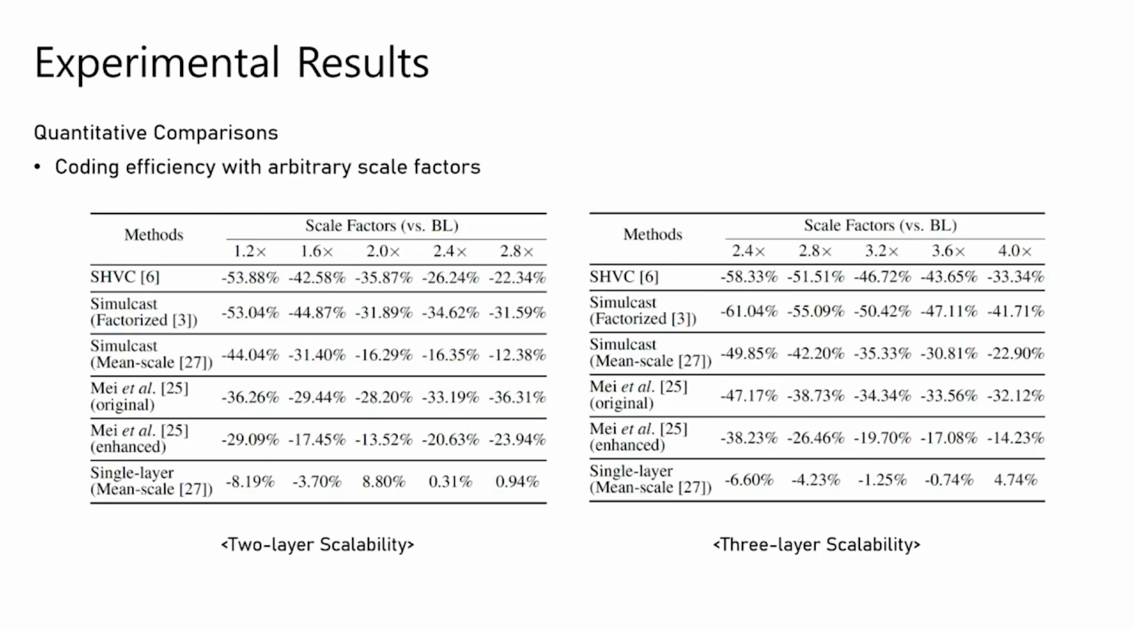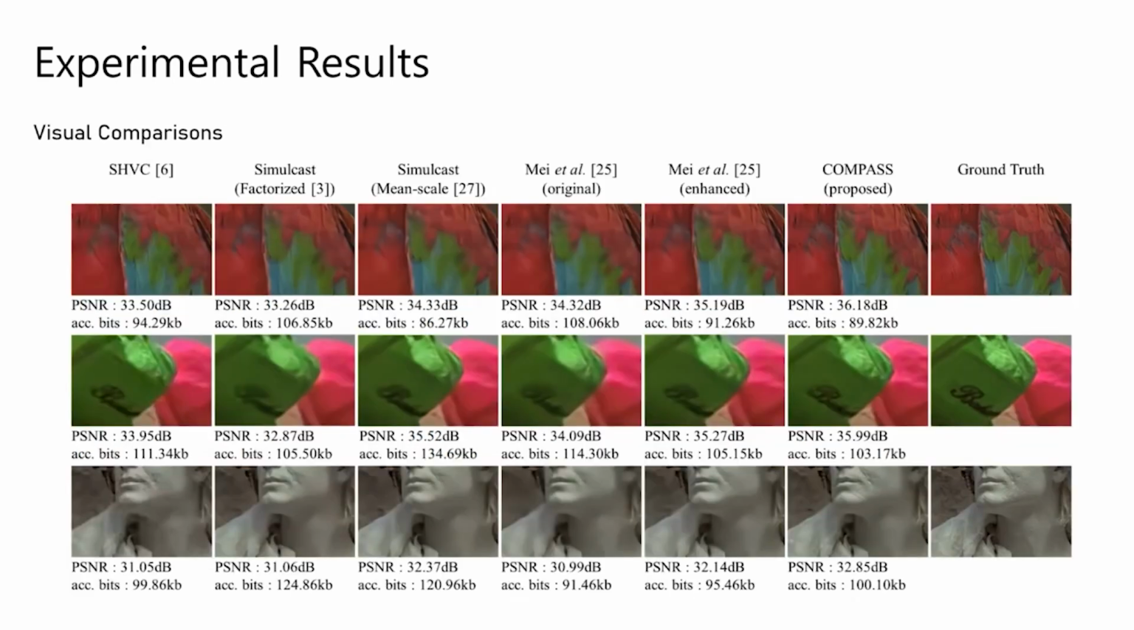In terms of coding efficiency with arbitrary scale factors, COMPASS also significantly outperforms all existing methods across the entire range of different scale factors. Furthermore, COMPASS even surpasses the single-layer coding for several scale factors. The subjective qualities of the reconstructions by our COMPASS are significantly better than those from the other methods, and especially, the high-frequency components such as edges and textures are more clearly reconstructed.